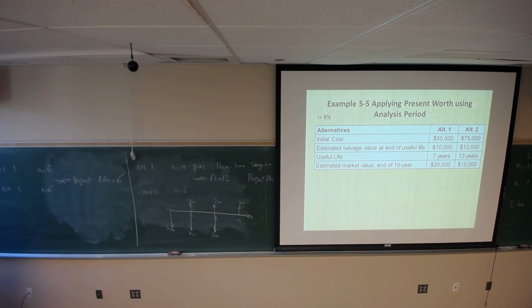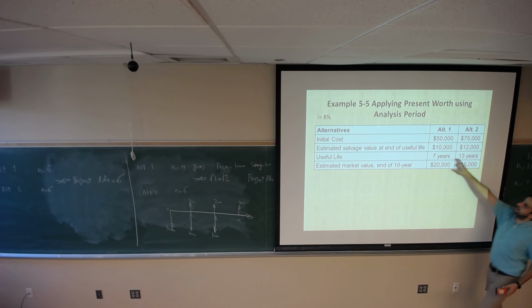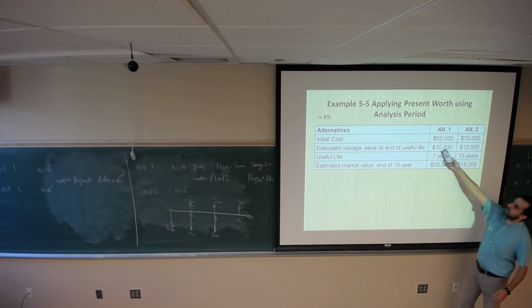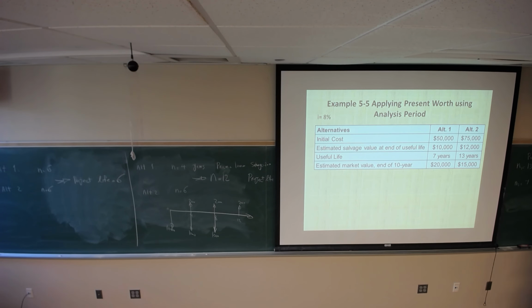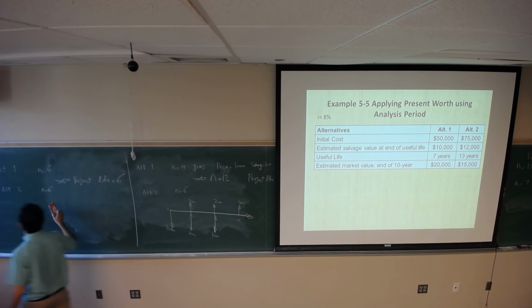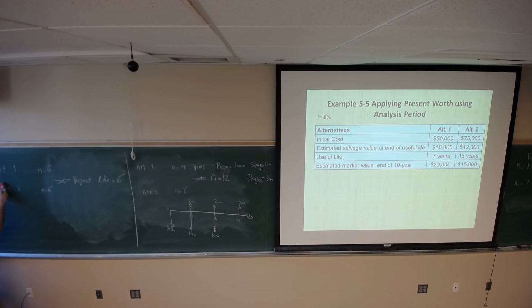I started this example in Monday's class. Two equipments with the initial cost of, first, useful lives of 7 and 13, and we set the project life equal to 10 years. The price for both alternatives is given, the salvage value at the end of their useful life is given, and this is the estimation for the market value of the equipment at the end of 10 years.